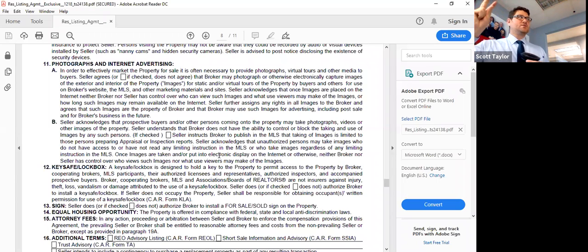I don't know which one it is, but it's one of those biggies, up to $1,500 per image that you post on the internet, and you're posting on the internet when you put it in the MLS. I thought it was 10 grand. I thought it was a $1,500 fine. $1,500 per image, and there's no limit to it.